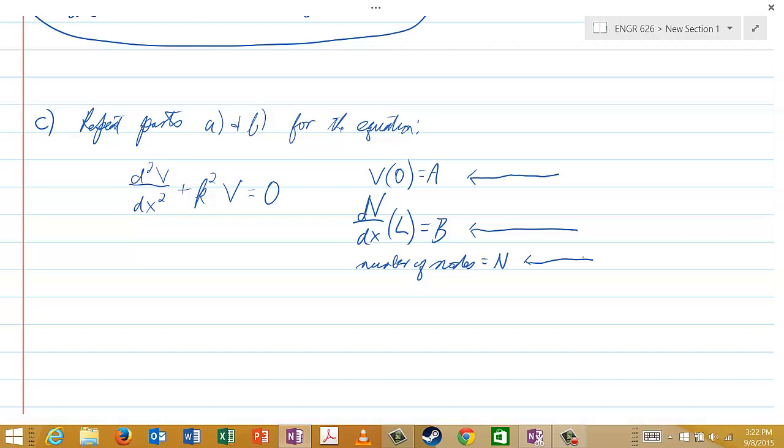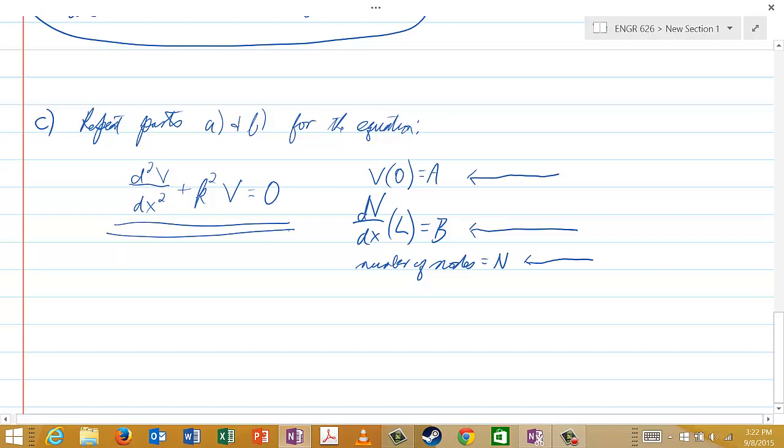Well, just remember that we are applying this equation right here at each node. So this is saying d squared v dx squared at node I plus k squared times v at node I is equal to 0. So you just have to keep in mind that you're enforcing that equation over and over at the particular node in question. So for row 2 of the matrix, you're enforcing that equation at node 2. For row 3 of the matrix, you're enforcing that equation at node 3.